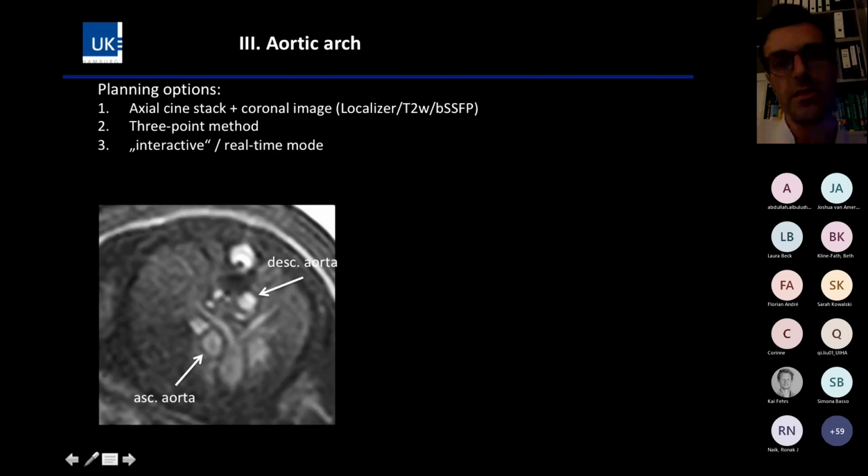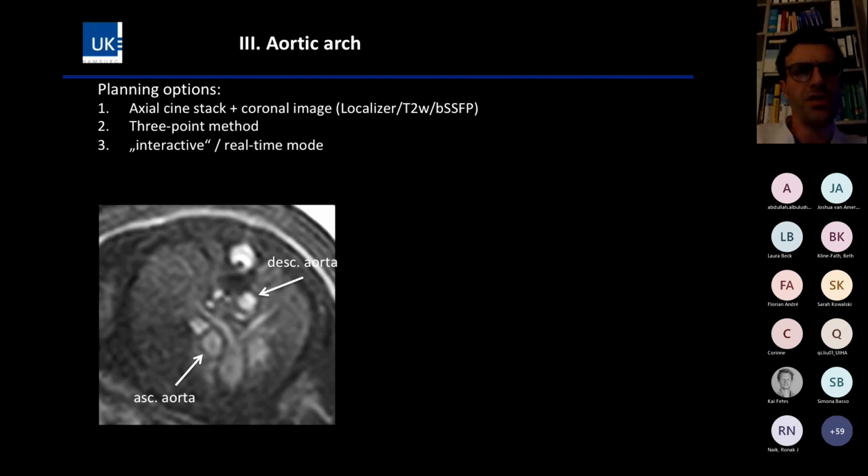Okay, then another interesting issue is the aortic arch. There are three planning options to image the aortic arch to display it in a parasagittal view. And the first option is to use an axial cine stack or an axial stack of images plus a coronal image to plan the aortic arch sequence. This is how we perform it here in our institution.